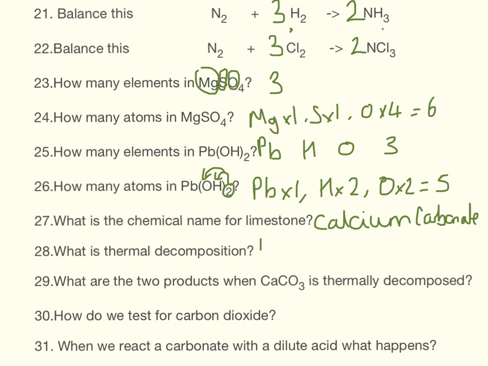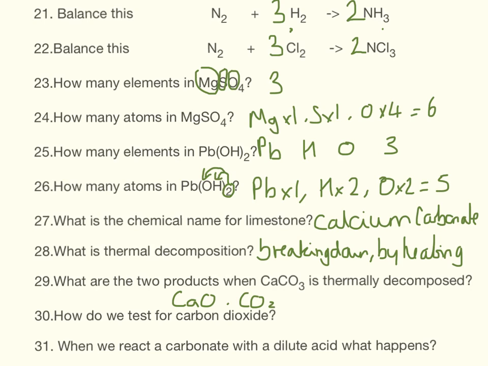What is thermal decomposition? That is breaking down by heating. What are the 2 products when calcium carbonate is thermally decomposed? That is going to be calcium oxide and carbon dioxide. How do we test for carbon dioxide?